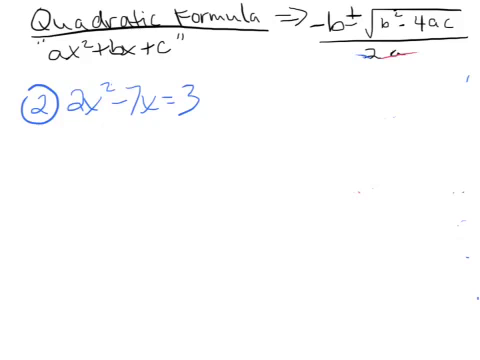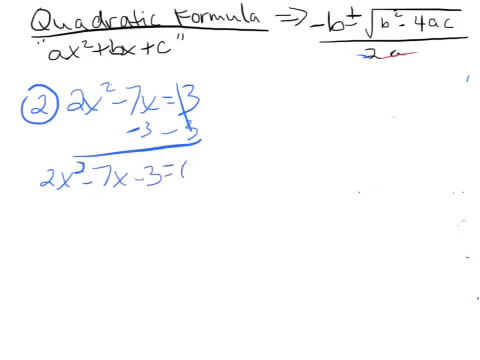First thing I have to do here is the fact that my quadratic equation doesn't equal 0. So what I have to do is I have to make my quadratic equation equal 0. So I have to get rid of this 3. So I'm going to subtract 3 on both sides. When I do that, I get 2x squared minus 7x minus 3 equals 0.